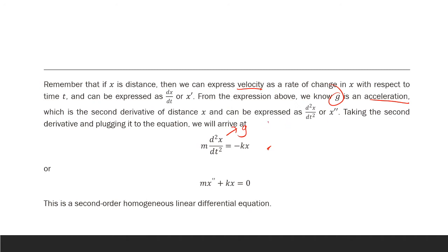Take into consideration that dx over dt, first derivative of x with respect to time, is velocity. And if you take again the derivative of this one, you have d squared x over dt squared. This is now your acceleration. So therefore, we will arrive at this equation. So simplifying natin to, ginawa natin x double prime na lang. So we will have m x double prime plus kx is equal to 0.